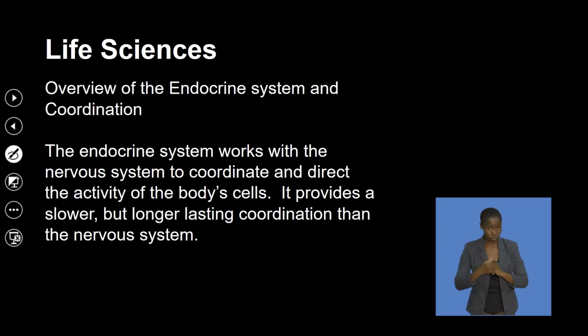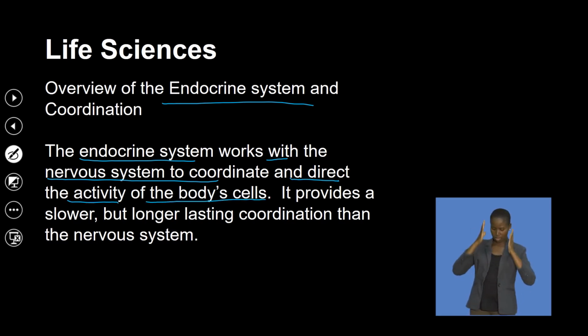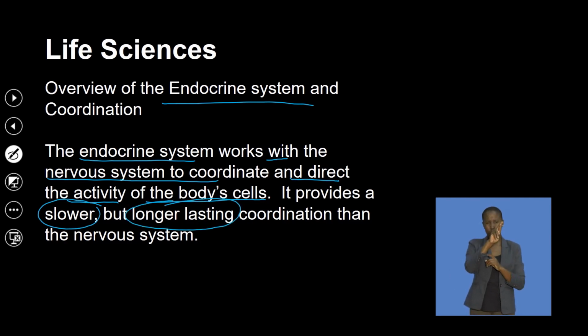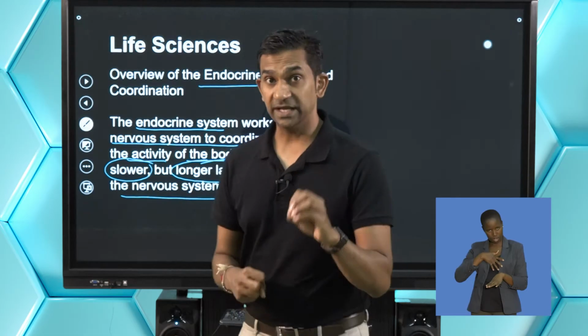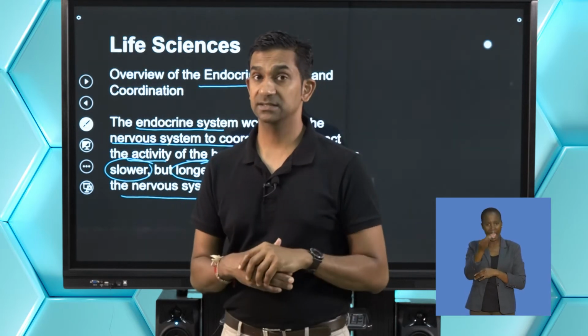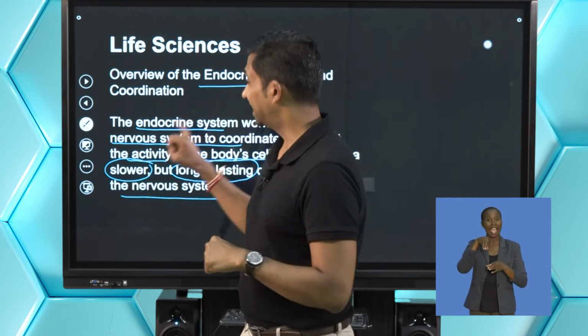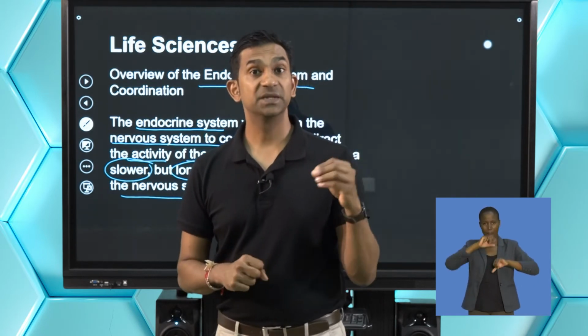So if we compare that to the endocrine system, let's look at the endocrine system. The endocrine system works with the nervous system to coordinate and direct the activity of the body's cells. It provides a slower but longer lasting coordination than the nervous system. As I mentioned earlier on, the endocrine system is made up of various different endocrine glands, and these glands produce hormones. Hormones are your chemical messengers that travel in the bloodstream.